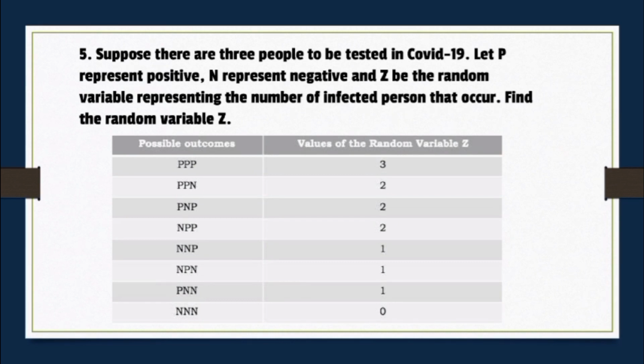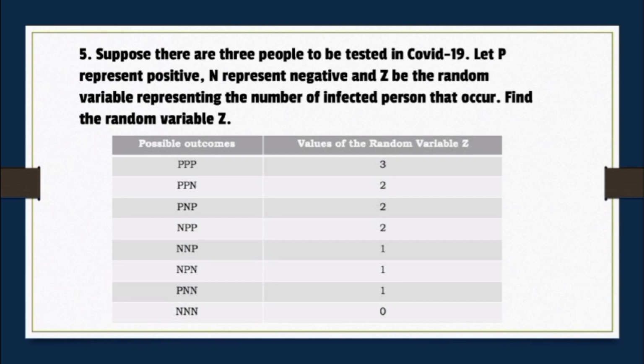Suppose there are 3 people to be tested for COVID-19. Let P represent positive, N represent negative, and Z be the random variable representing the number of infected persons that occur. Find the random variable Z. From the given table, the possible outcomes are PPP, PPN, PNP, PNN, NPP, NPN, NNP, NNN.